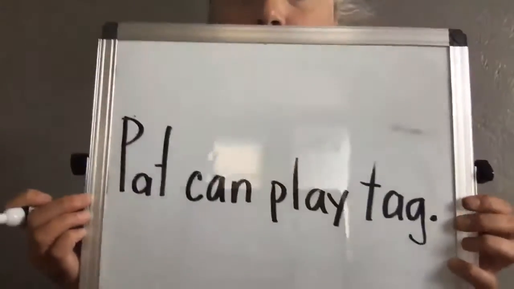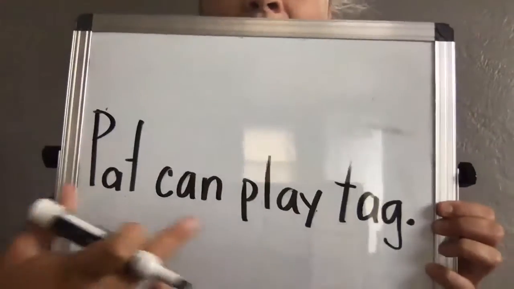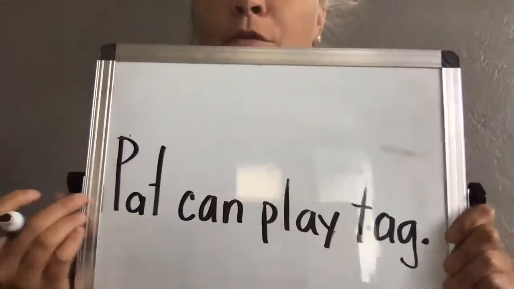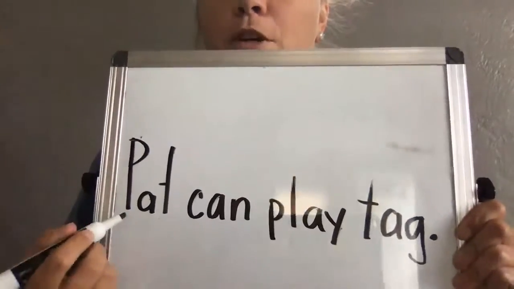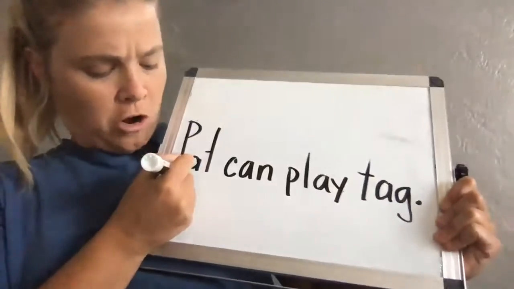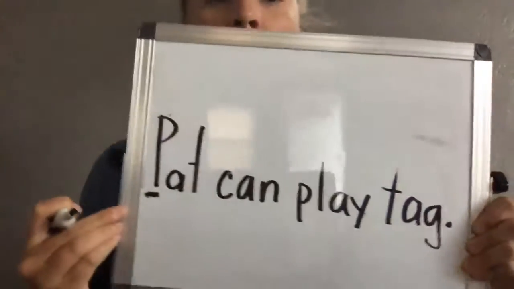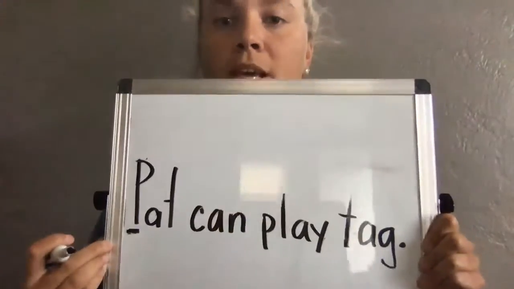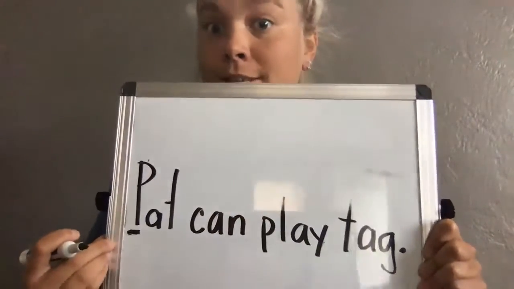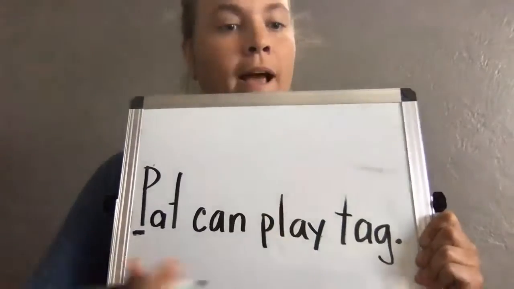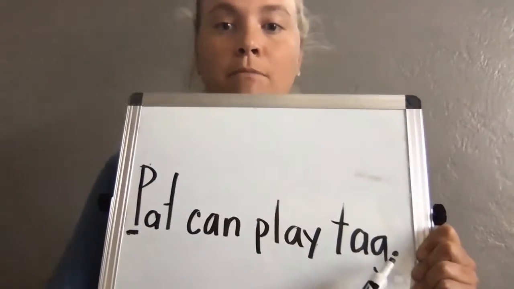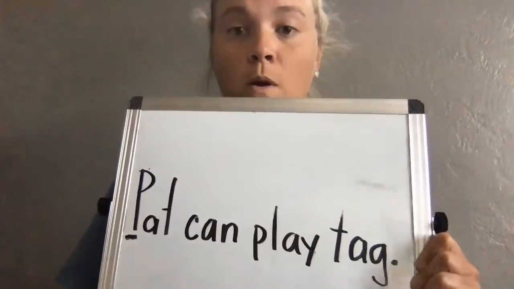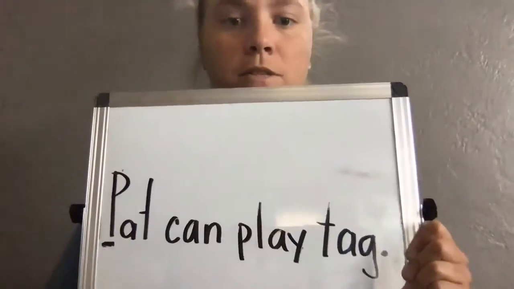So I have a sentence right here, and my sentence says, Pat can play tag. Now, looking at this sentence, first grade, I can figure out that this is my first word. And my first word should always have a capital in it. And having that capital letter shows me that it is at the beginning of the sentence. At the end of the sentence, we should always have a type of punctuation. So you can have a period, you can have an exclamation point, or you can have a question mark. And we'll talk about those types of punctuations.